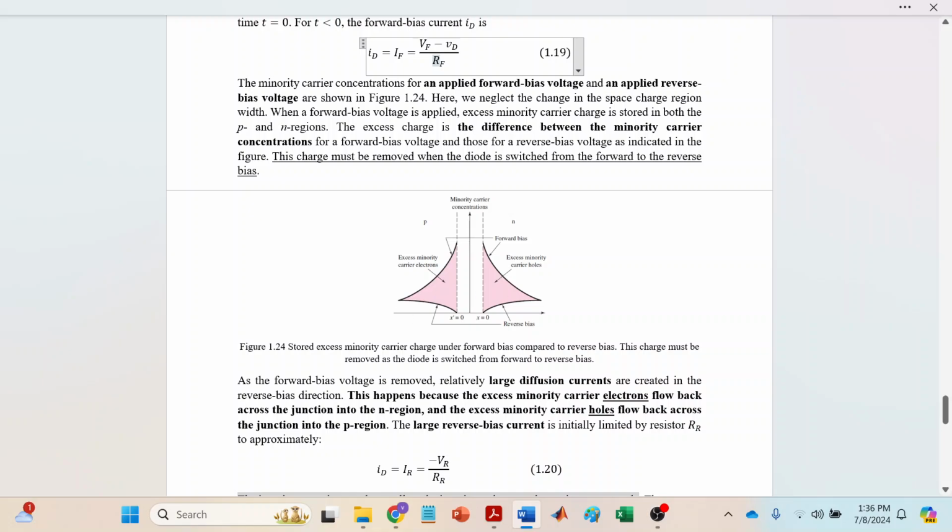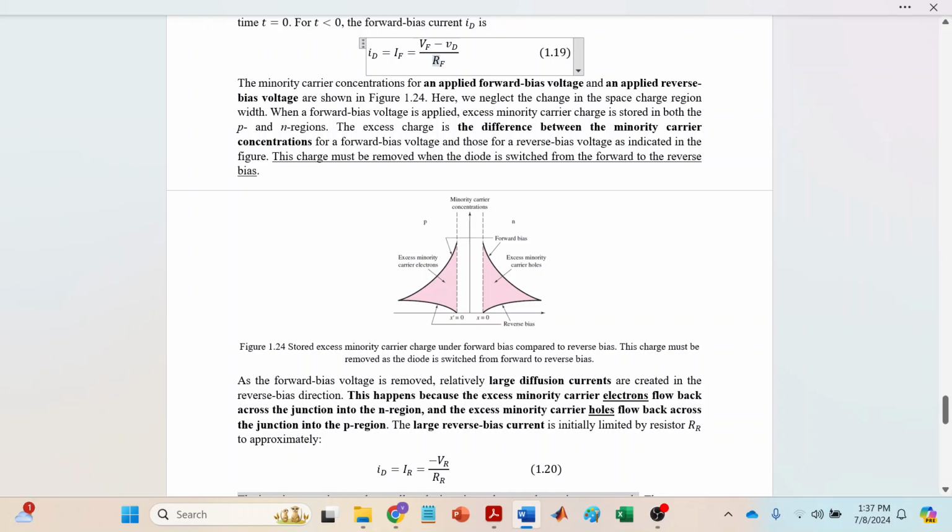So when the forward bias voltage is removed, these excess minority carriers also need to be removed, and as a result of them being removed, large diffusion current is created in the reverse bias condition. So when you are switching from forward bias to reverse bias, you need to remove these excess carriers, and as a result, large diffusion current will be produced. And this happens because the excess minority carriers need to flow back to where they were previously. So the excess minority carriers need to flow back to the P region, and the excess electrons need to flow back into the N region.